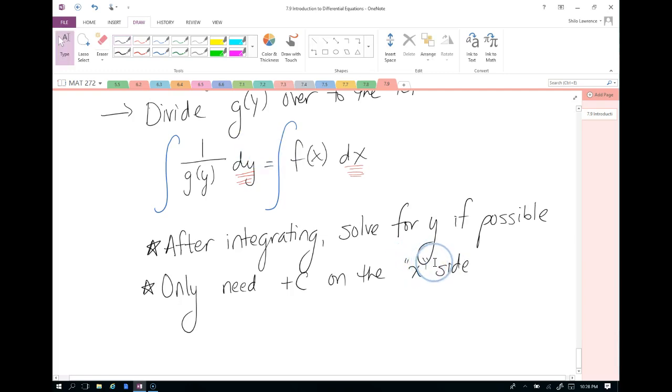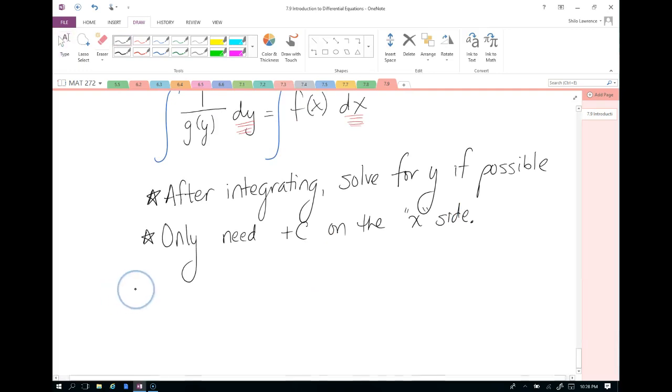So we only need that plus c on the x side. There's really no point in putting multiple arbitrary constants. And what we're going to get when we solve this for y is called a general solution. And the reason it's a general solution is because we still have this plus c in there.